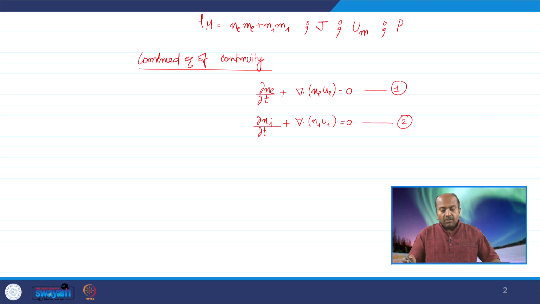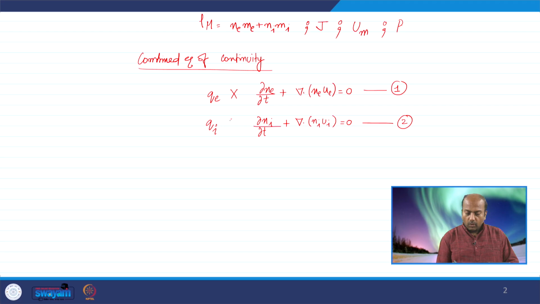Now, the idea of MHD is that we will no longer treat plasma as a two fluid, one electron fluid and one ion fluid. We will simply treat it as a combined single fluid. In order to combine these two expressions, we will multiply equation number 1 with QE, and equation number 2 with QI. QE is the charge of electron, QI is the charge of ion. After multiplying, we will add both of them.